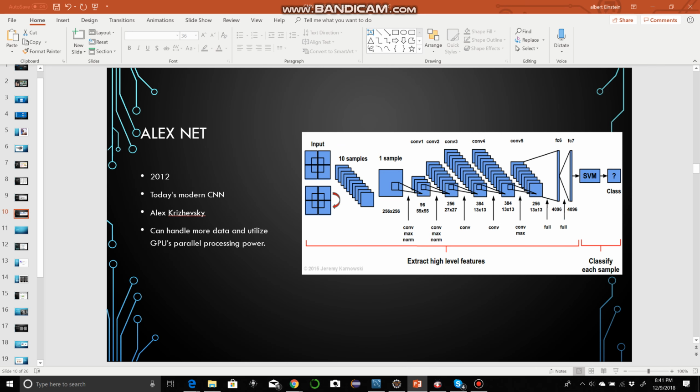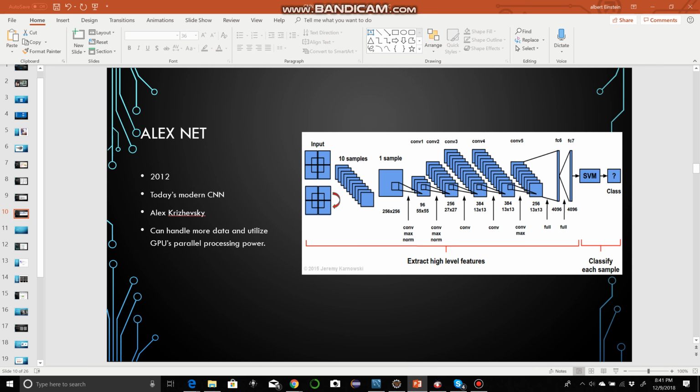This was invented by Alex Krizhevsky. Probably mispronouncing that, but this is the more modern model of 2012. It came out in 2012, and this is the one that is used today, but of course it's been varied a lot since then. But this is the one that can handle a lot more data and information. It has all these max pooling and convolutional layers that we're going to talk about in a minute, connects to a fully connected layer, and can be classified.